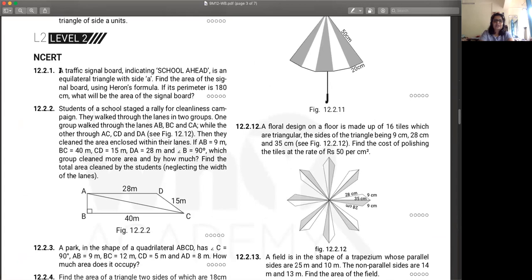12.2.1. A traffic signal board indicating school ahead is an equilateral triangle with side a. Find the area of the signal board using Heron's formula. If its perimeter is 180 centimeters, what will be the area of the signal board? So this was a question I was talking about. In this case, you're given that it's an equilateral triangle. They're asking you to derive the area of an equilateral triangle using Heron's formula.